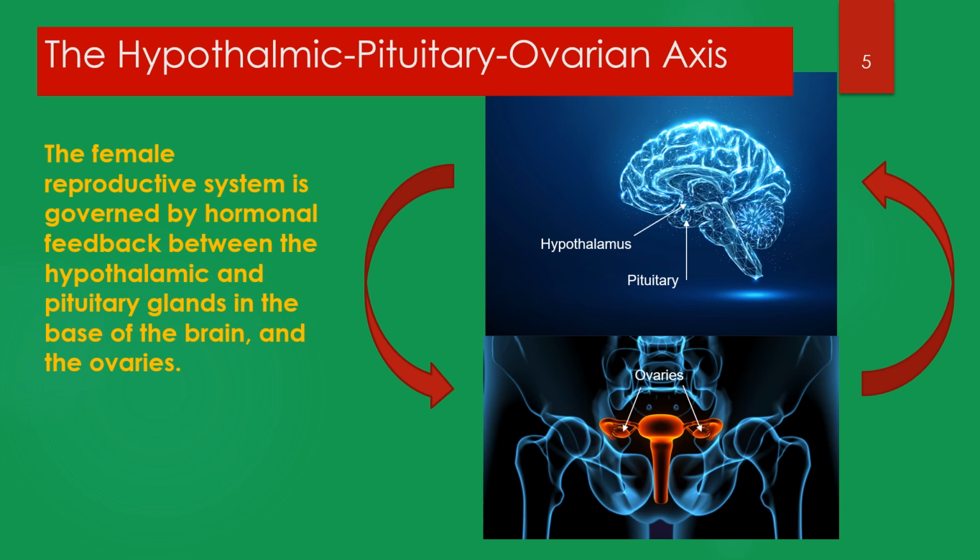Editor's note: one important point about the hypothalamic-pituitary-ovarian axis is that it maintains the female reproductive cycle by complex feedback loops, and it is one of many feedback loops which you will encounter in your study of various physiological systems in the human body.